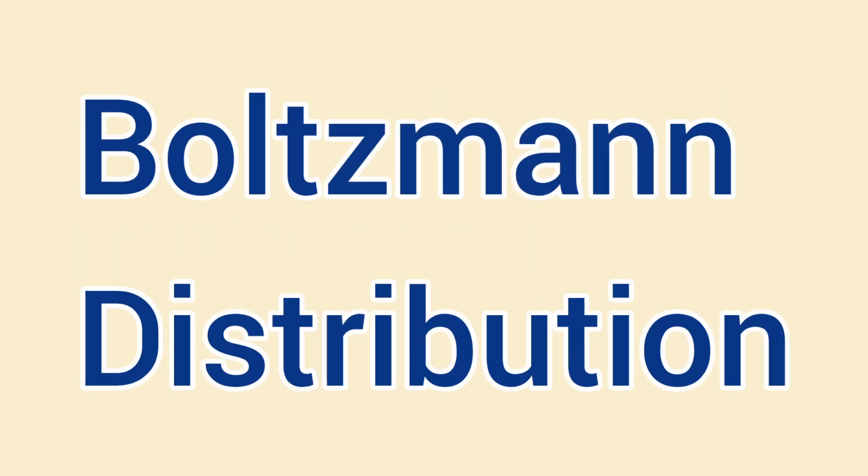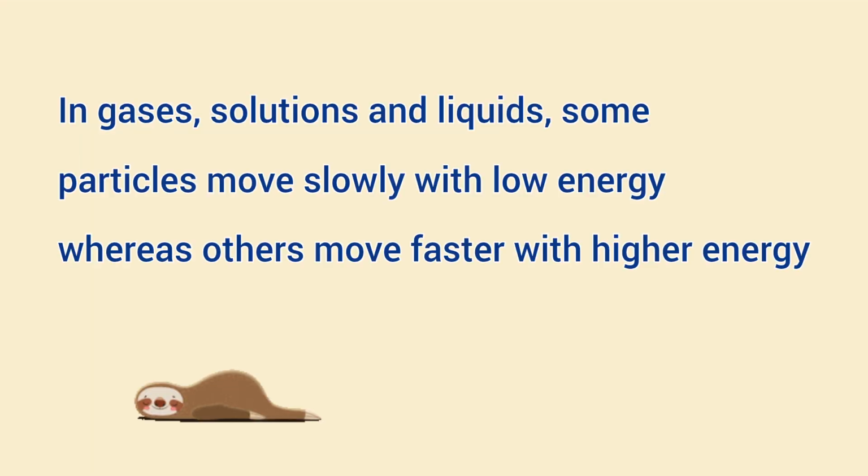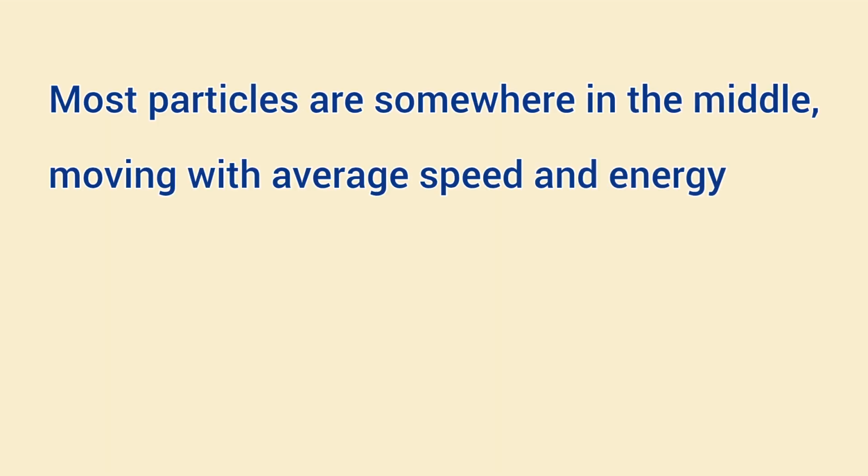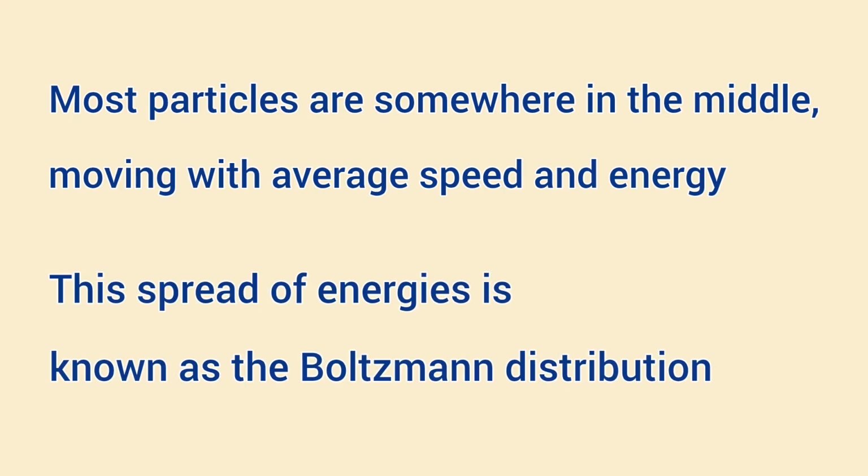Moving on to the final part of the rates topic, in gases, solutions and liquids, some particles move slowly with low energy, whereas others move faster with higher energy. Most particles are somewhere in the middle, moving with average speed and energy. This spread of energies is known as the Boltzmann distribution and is represented by this graph.